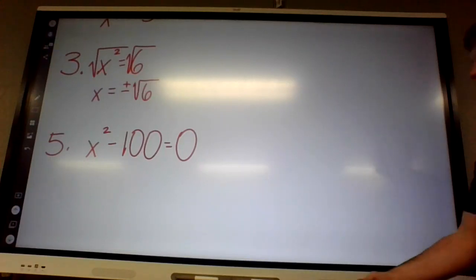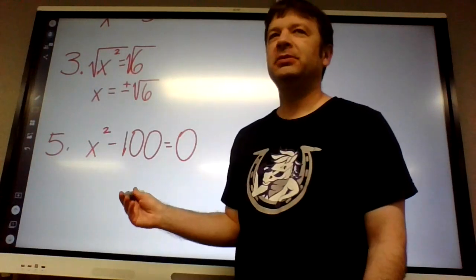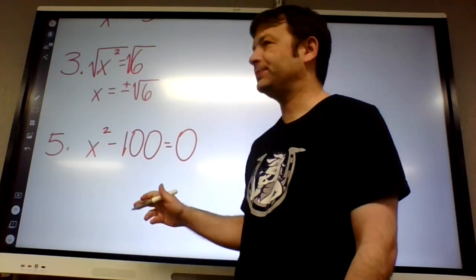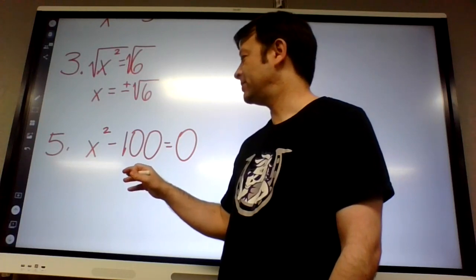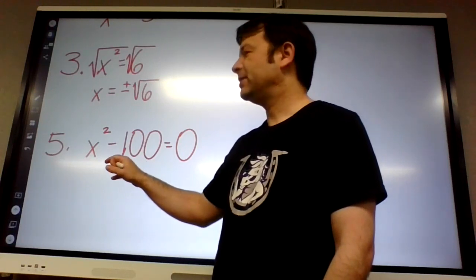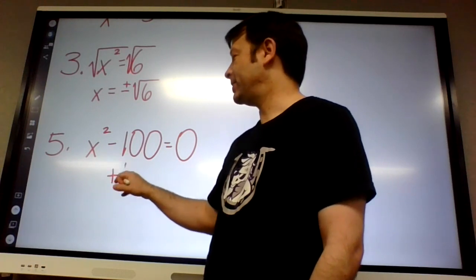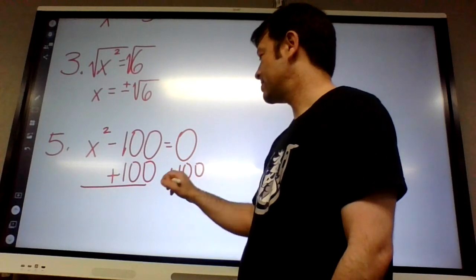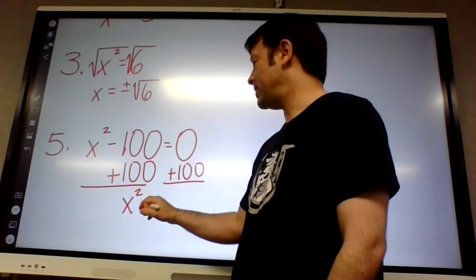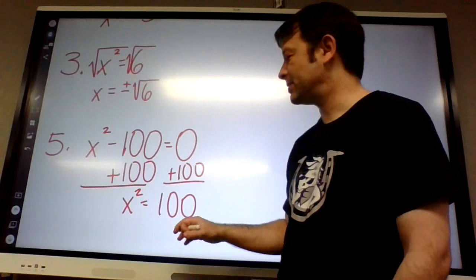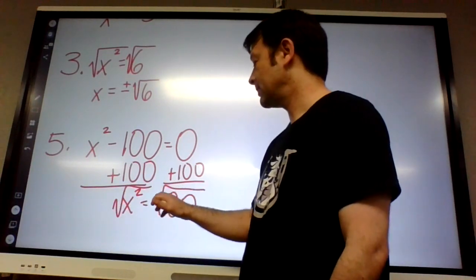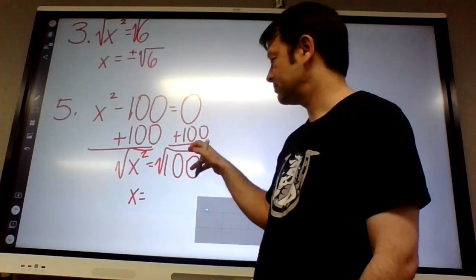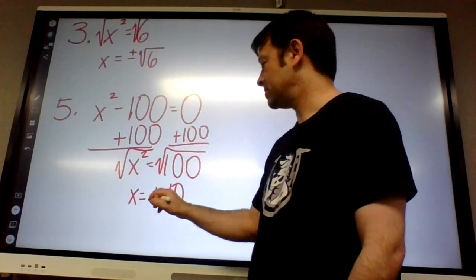Alright, who wants help with this one? Alright, Roman, what do you think we should do? Plus 100. Yeah, we want to get the x squared by itself first before we try that. So once you get x squared equals something, then you can square root. That's when you square root it. So x is going to equal what? Plus or minus 10.